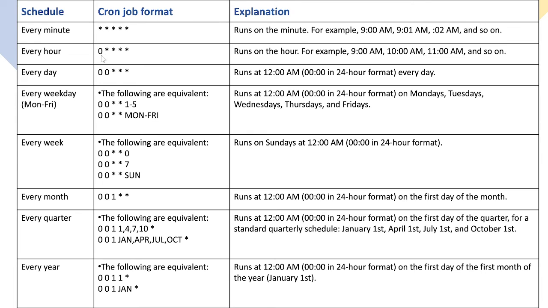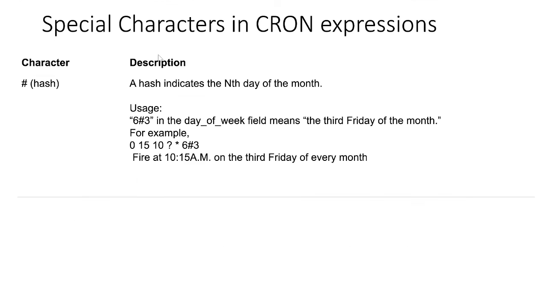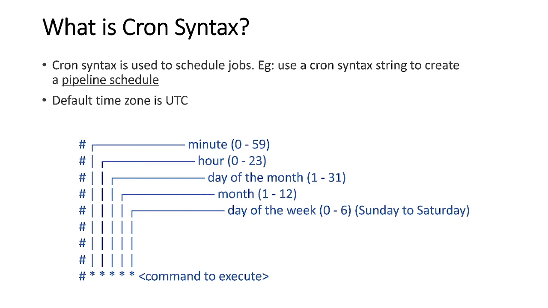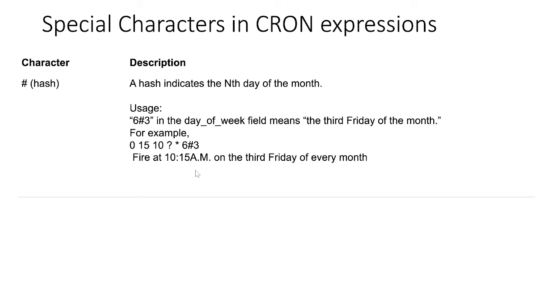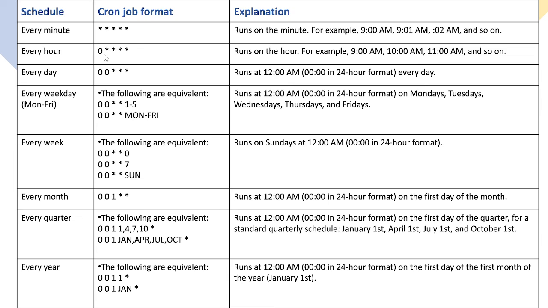Next we have something called every hour. You have a 0 at the first position, followed by stars everywhere. I'm not worried about the minute, because I need to run it every hour only. Starting from the hour value, it will be star. So it will run every hour: at 9 a.m., 10 a.m., 11 a.m., 12 a.m., and so on.